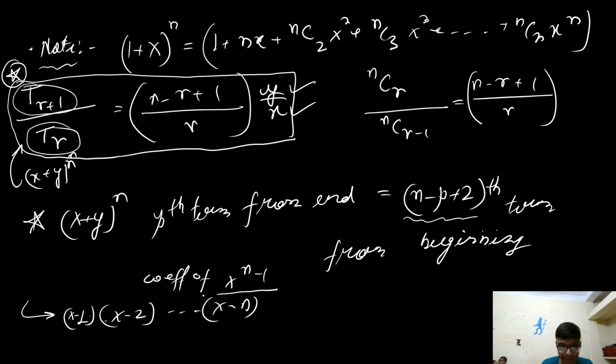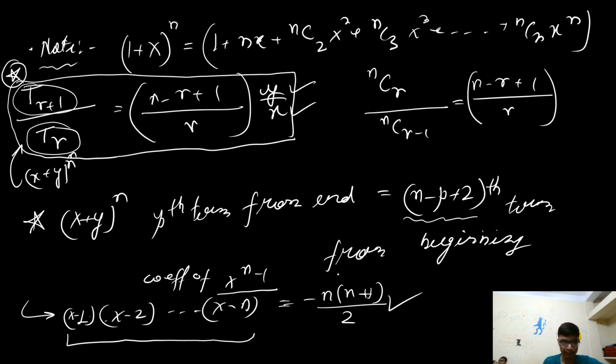So you can directly write this particular coefficient of x to the power n minus 1 as minus of n into (n plus 1) whole divided by 2. So this is how you basically get the coefficient of x to the power n minus 1 in the expansion of (x minus 1)(x minus 2) continued product with (x minus n), which is equal to minus of n into (n plus 1) divided by 2. Okay, so you must remember this particular result.